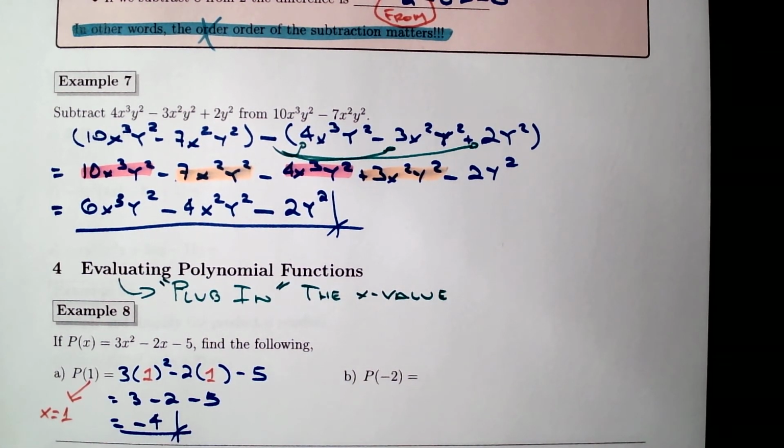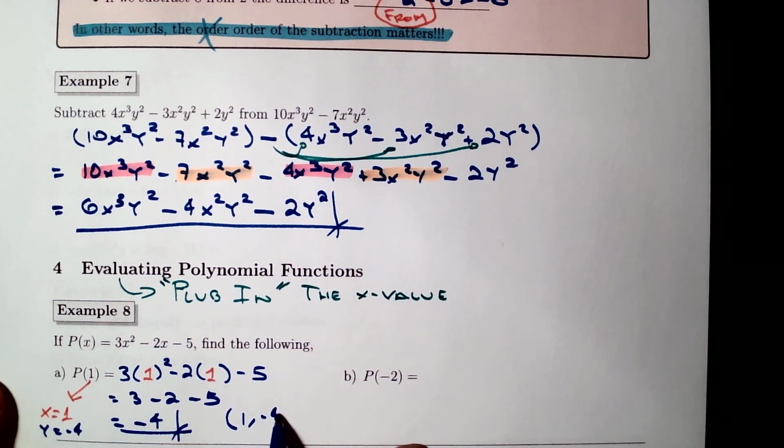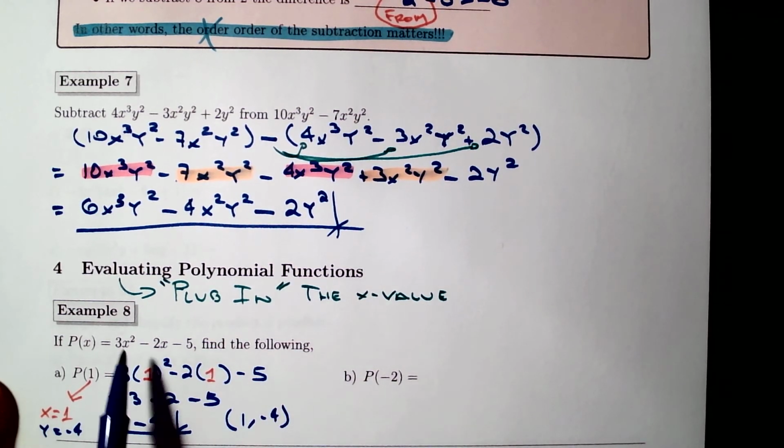And again, when we evaluate a function, this means y equals negative 4, or it means the ordered pair, the point on the graph of this, which is 1 comma negative 4 on the graph of p of x.